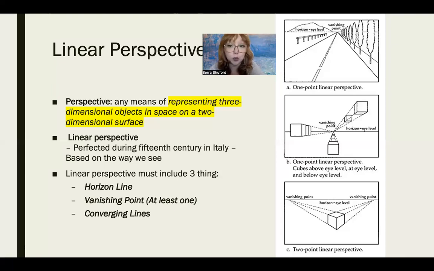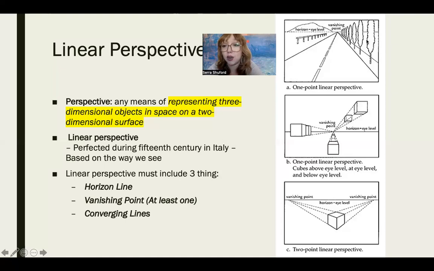We have 1-point, 2-point, 3-point, and you can guess if it's 2-point linear perspective, there's two vanishing points. And if there's 1-point linear perspective, there's one vanishing point. But 1-point perspective is what we'll talk about first. So in this example, there's one vanishing point, and it has to fall somewhere on the horizon line. And then lastly, our converging lines are the lines that all go to meet that point in space.